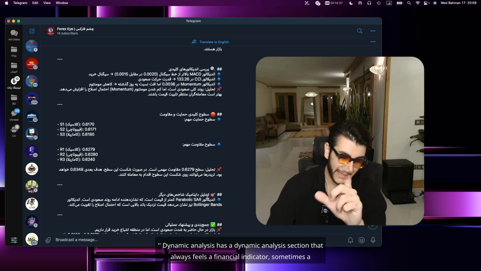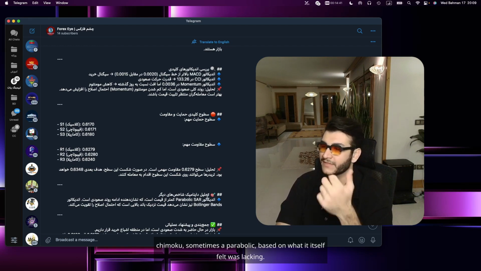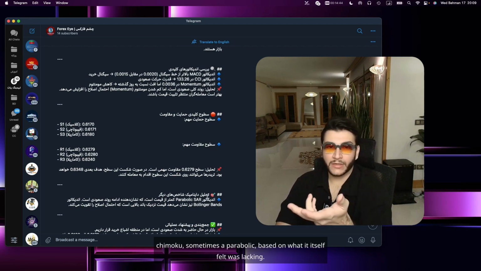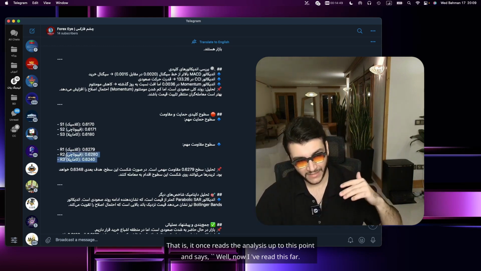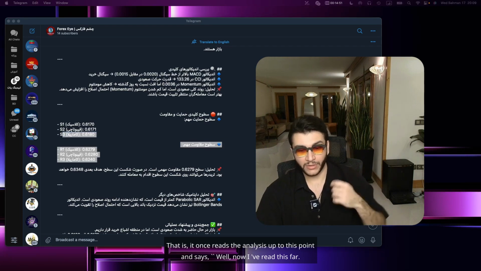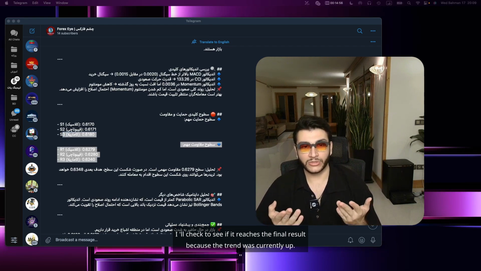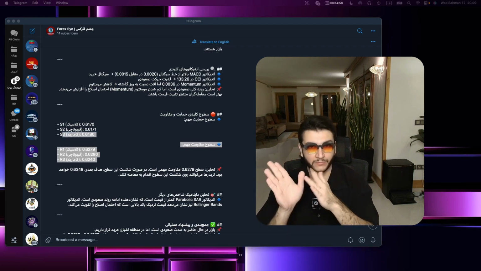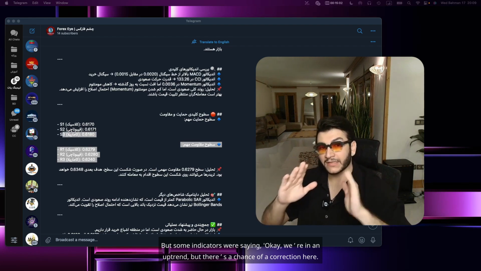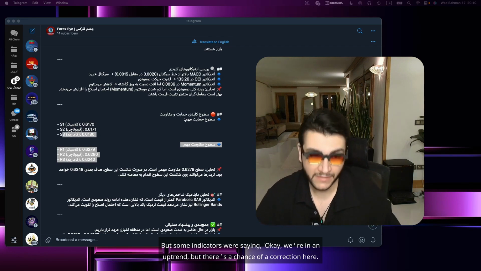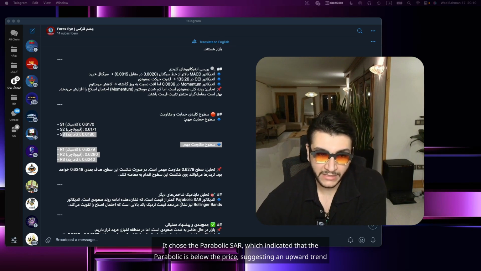The dynamic analysis section always picks a financial indicator, sometimes Ichimoku, sometimes Parabolic SAR, based on what it itself felt was lacking. That is, it reads the analysis up to this point and says, well, now I've read this far, which of the financial indicators is right? I'll check to see if it reaches the final result, because the trend was currently up. But some indicators were saying, okay, we're in an uptrend, but there's a chance of a correction here. It chose the Parabolic SAR, which was below the price, suggesting an upward trend.